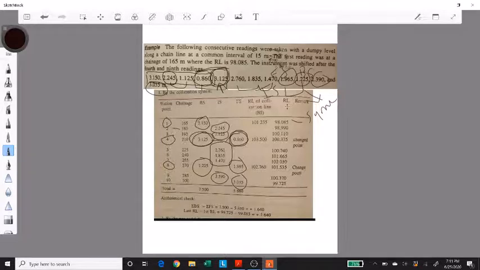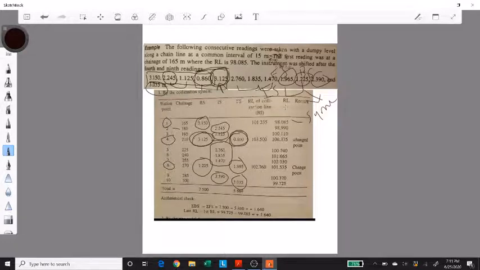Now, once you've done that, we'll have a repetition of how we have proceeded with the height of the instrument method, and then we will also do the rise and fall method. So the first step in the height of the instrument method is that in the first setting of the instrument, you need to find out the height of the instrument.